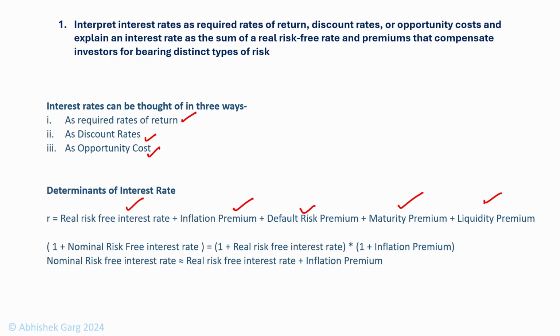So this is the formula for nominal risk-free interest rate. 1 plus nominal risk-free interest rate is equal to 1 plus the real risk-free interest rate times 1 plus the inflation premium. So this relation is approximately equal. Nominal risk-free interest rate is approximately equal to the sum of real risk-free interest rate and the inflation premium.